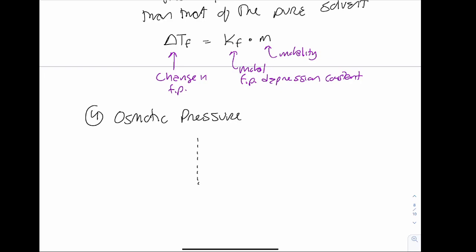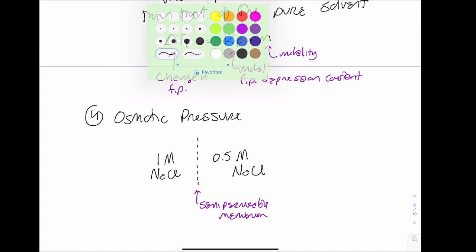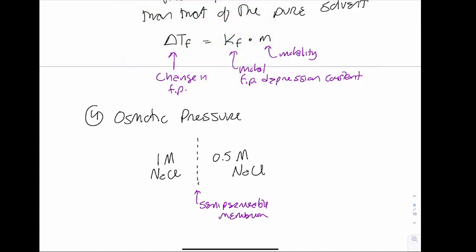So if I have a salt water solution on one side that's more concentrated, let's say that this is a 1 molar solution, and then this is just a 0.5 molar solution. And then this dotted line is a semi-permeable membrane, meaning that some things can get through and other things can't. If we're talking about osmosis, we're actually talking about the movement of water. And the water is going to move in the direction that essentially dilutes the solution.